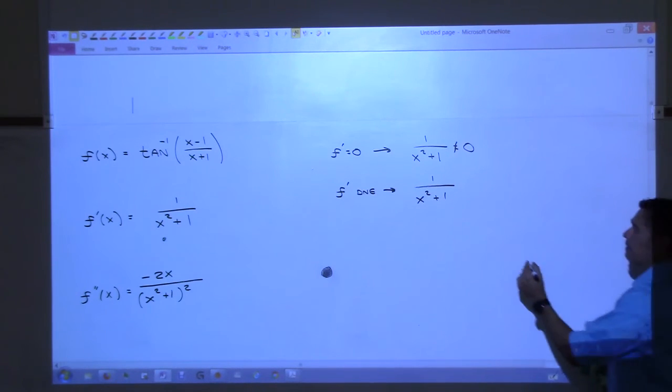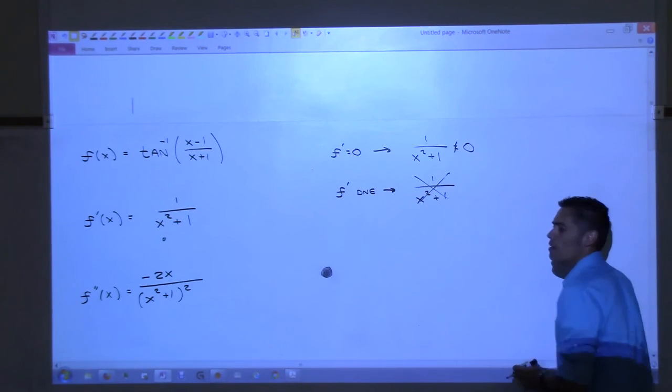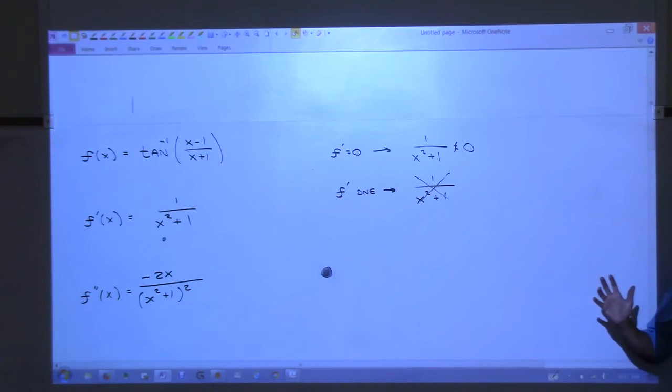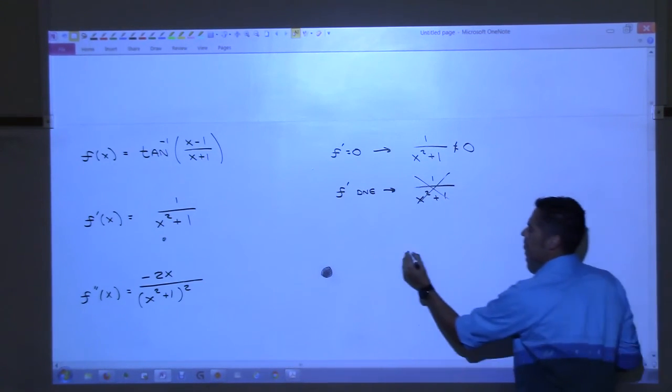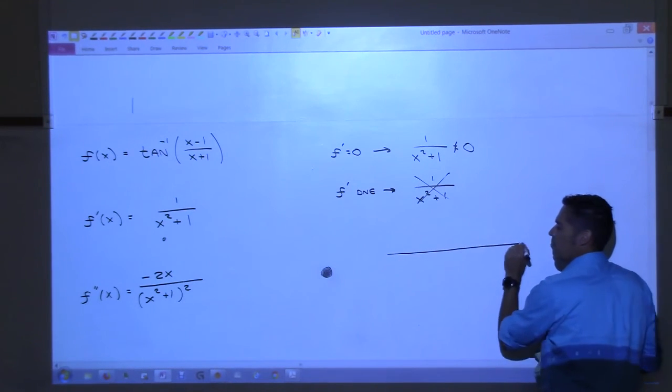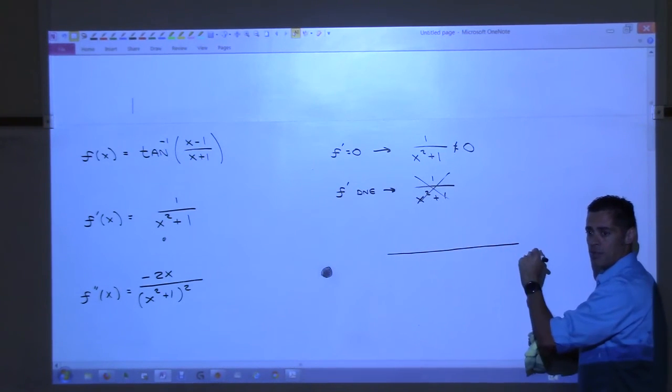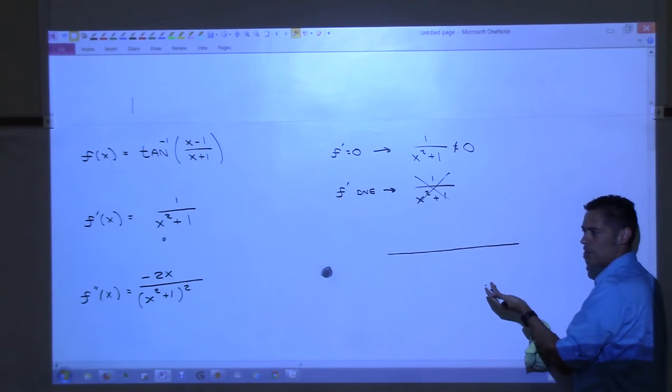So there's nothing, right? Nope. Which means we don't have a critical number. That's a problem because we were using our critical number to see where it's going up and down, right? But we don't have anything. So what do? I need a number line, right? I'm supposed to put my critical numbers here and then pick test points. I don't have any critical numbers.